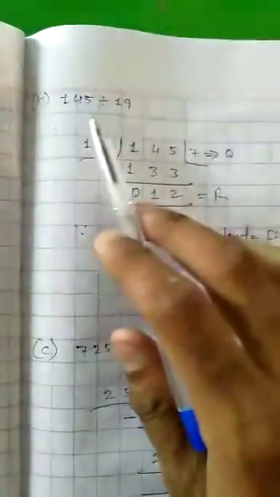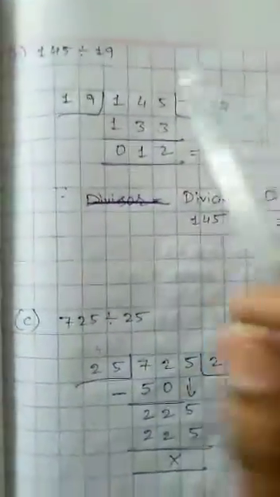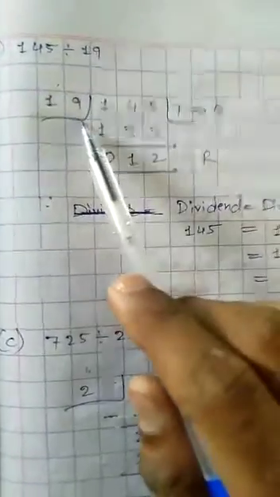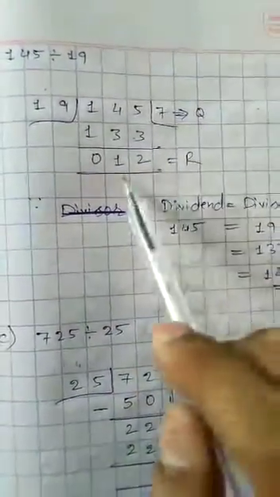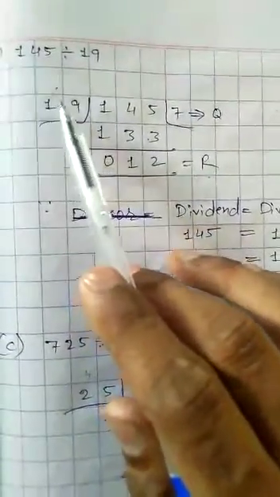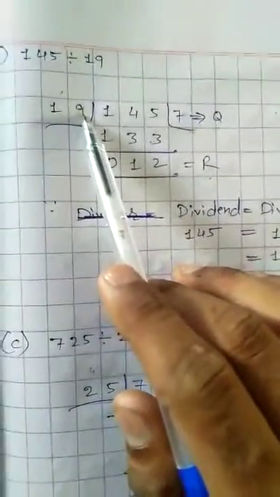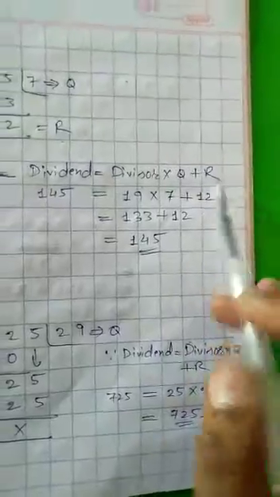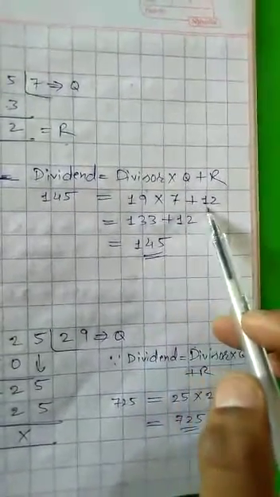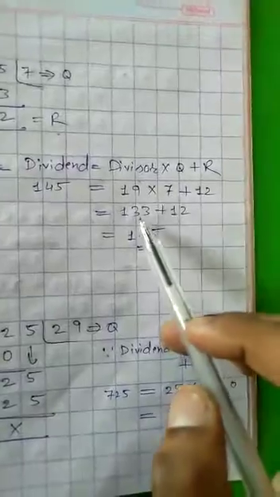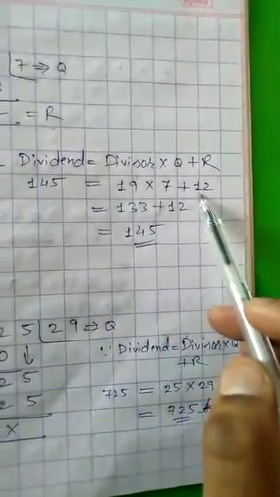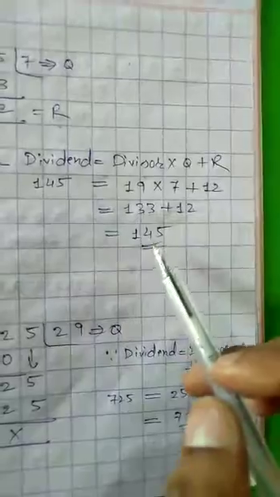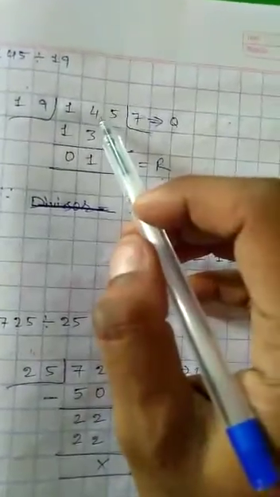Now question B, 145 divided by 19. When we divided 145 by 19, it will be 7 as the quotient and 12 as the remainder and 19 is the divisor. Now we know very well dividend equals divisor multiplied by quotient plus remainder. So 19 multiplied by 7 plus 12. 19 multiplied by 7 equals 133. Then we will add this number 12. So it will be 145 as dividend. So this is also correct.